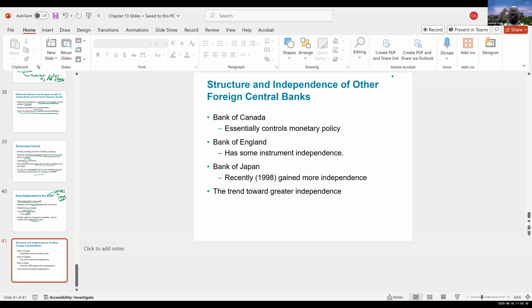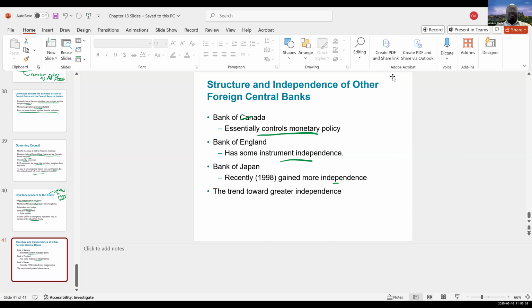And then the structure and independence of other central banks: the Bank of Canada essentially controls monetary policy, but they're not very independent. Bank of England has some instrument independence. Bank of Japan recently gained more independence. The general trend for most central banks around the world is that they are all moving towards greater independence. They've realized that they need to be independent.